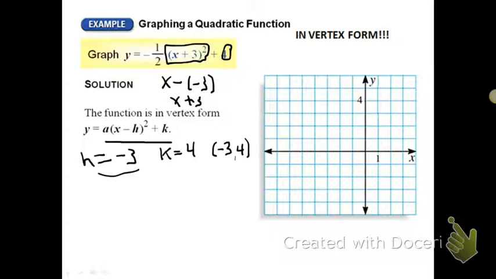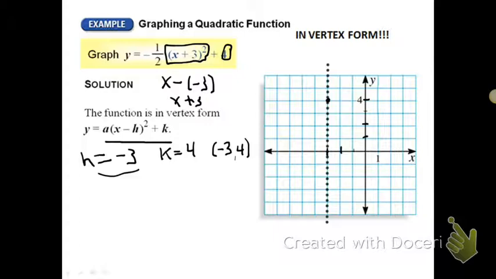Now let's plot that vertex at (negative 3, 4). We're going to go back 1, 2, 3, and then up 1, 2, 3, 4. So we're looking at this point for our vertex. Now remember, our axis of symmetry is going to go right through that value. So I'm going to just dash a vertical line right through it to help guide the rest of this graph.